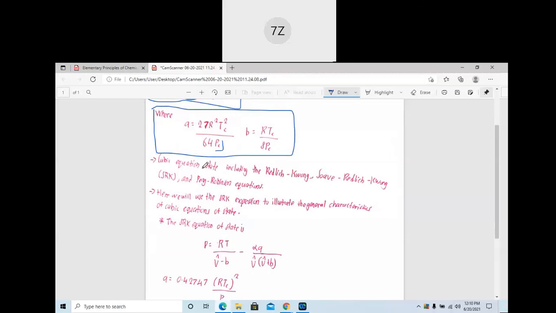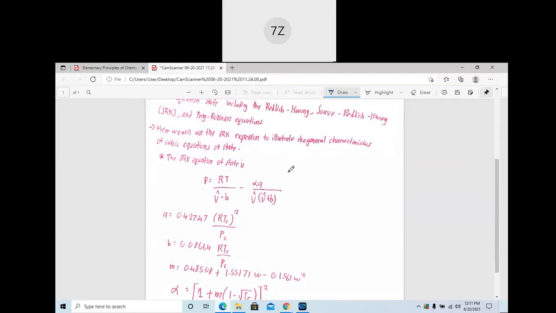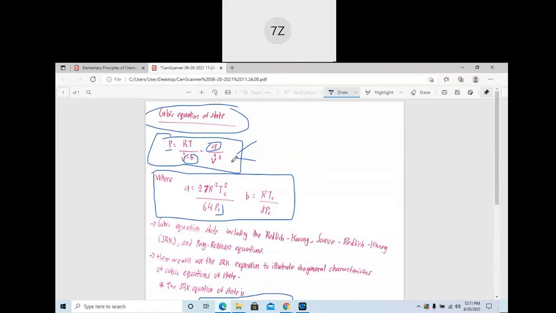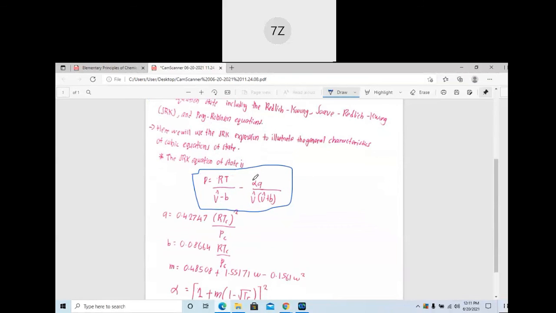The cubic equations of state include the Redlich-Kwong, Soave-Redlich-Kwong, and Peng-Robinson equations. You guys know the Peng-Robinson equation, right? We learned it before from the programming. Here we will use the SRK expression to illustrate the general characteristics of cubic equations of state. This is the SRK equation of state. It is only different in the last term: this one is a over V squared, but this one is P equals RT over V minus b, minus alpha a over V times V plus b.